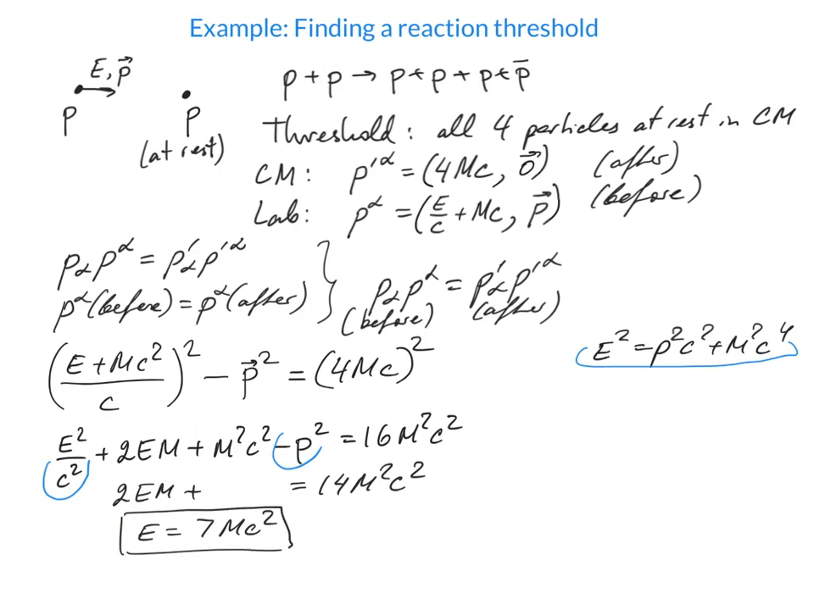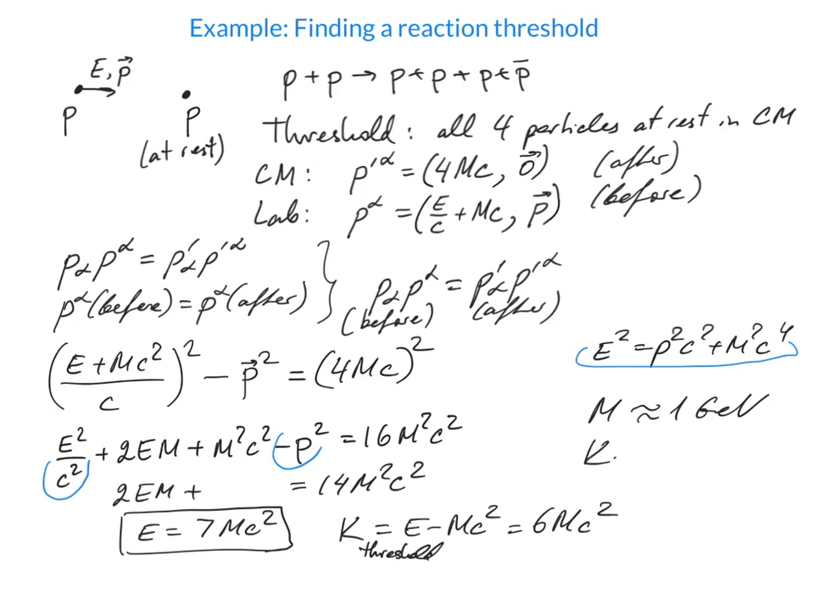That is the energy of the incident proton. Now, if we want the kinetic energy, we just subtract the rest energy, and that becomes 6 mc squared. That's the kinetic energy at the threshold. Now, the rest mass of a proton is approximately a gigaelectron volt. So the threshold kinetic energy is approximately 6 gigaelectron volts.